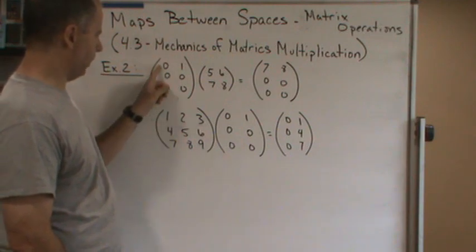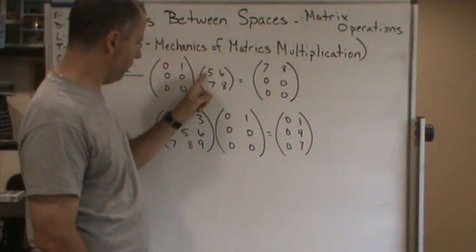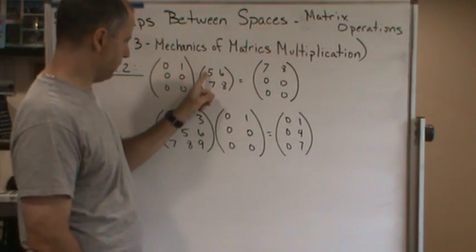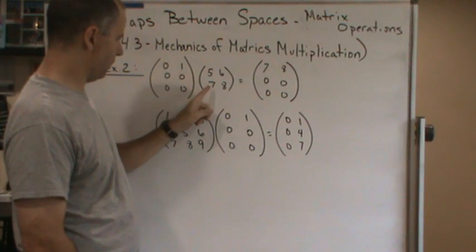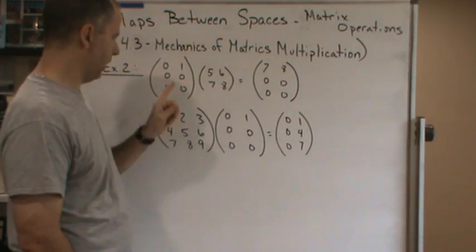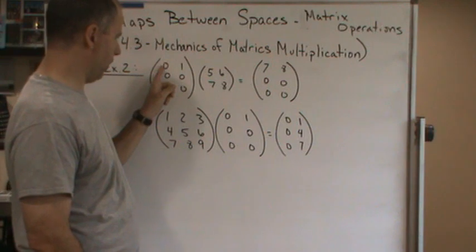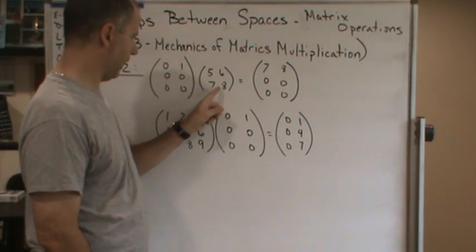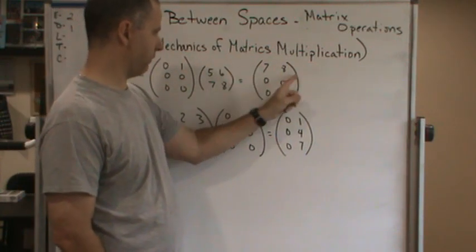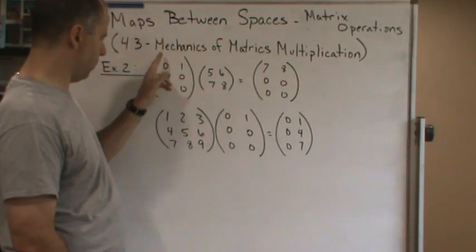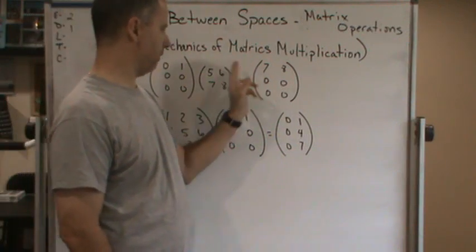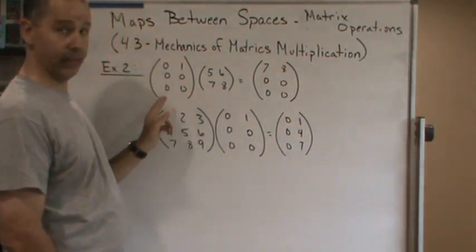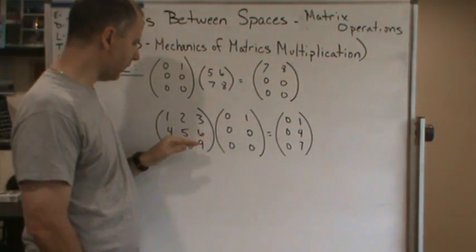What if the 1 is here? Well, if the 1 is here, now this is getting repeated. Because if I do 1 times 5 plus 0 times 7, I'm going to get a 5 here. And likewise, if I do 1 times 6 plus 0 times 8, I'm going to get a 6 here. So I'm going to get 5, 6 here. So if the 1 is in this column, I'm going to be repeating the top row, which is 5, 6, 5, 6, 5, 6, depending on where the 1 is. Okay? Now what if I'm on the other side?